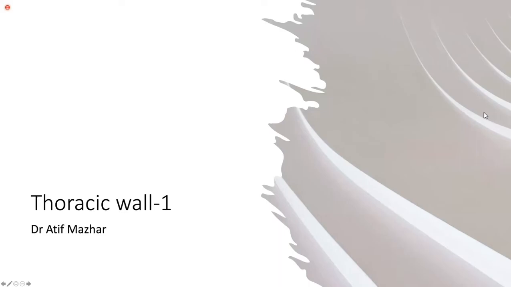About thoracic wall. During this time, you have covered the anatomy of the heart, the mediastinum, and the general organization of the thoracic wall. So today we'll be starting in detail learning about the thoracic wall. This learning which we are starting today will not be complete today. It will be split in two. So we'll be learning thoracic wall 1, and the next week we'll be learning about thoracic wall 2.